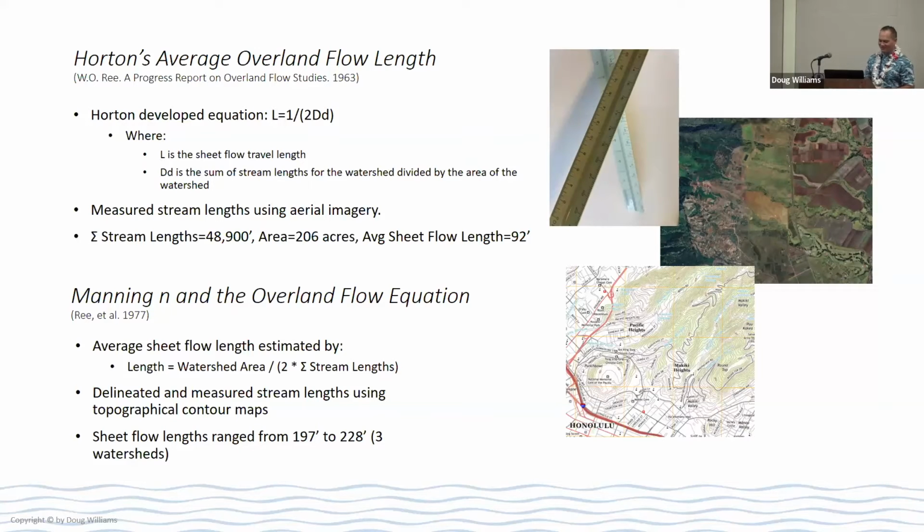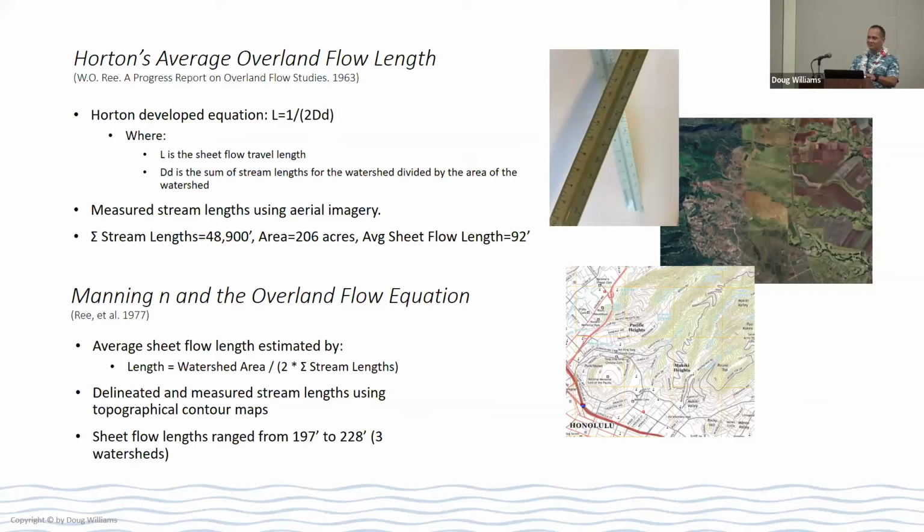Then a little bit after that, the same study was refined, trying out some new watersheds. The only difference with this study is they used topographic maps instead of aerial imagery. They came up with some different numbers, but the equations they use are identical. They just rearrange some of the factors, but it's still the same equation. They found 197 to 230 feet is the typical sheet flow travel length that they determined from their studies.